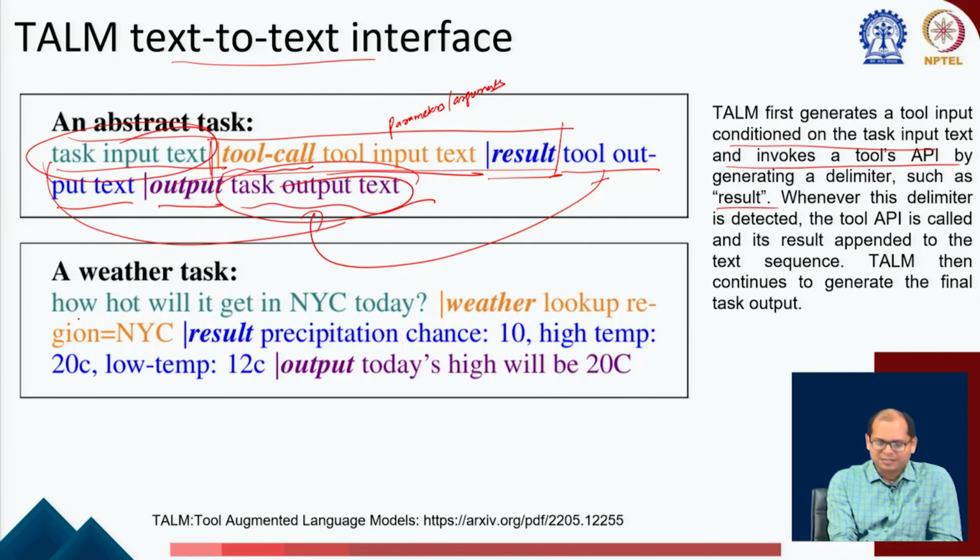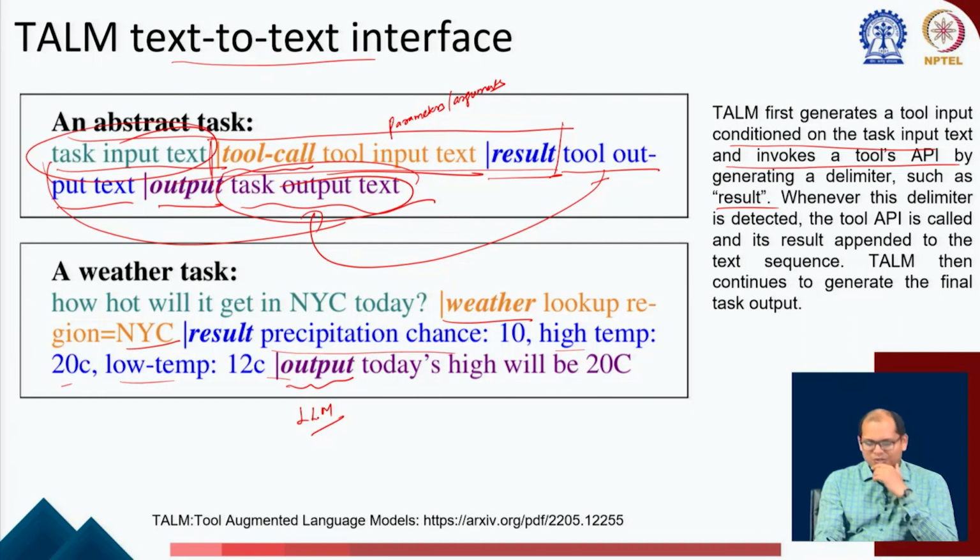Like, this is my task: how hot will it get in NYC today, that is my question. So, you say, okay, I have to call a weather tool and look up a region like NYC, and you get a result like precipitation chance 10, high temperature 20, low temperature 12. And this is the output from the tool. Now, you have to use this output to generate your final output. So, this is the LLM output, that is, today's high will be 20C. It could not have got it without actually calling this API, but that is the process.